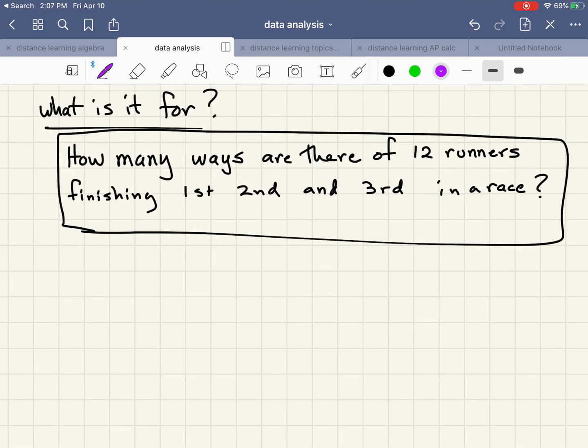So what is this used for? Well, here's a specific example. It says, how many ways are there of 12 runners finishing first, second, and third in a race? Now, the reason why this is important is if you're the person in second and you finished a second or two behind the person in first, you wish you had tried a little harder. And the point of me saying that is the order matters. Okay? So you have to think about the situation. Does the order of the grouping matter? In this case, first, second, or third, the order is very important.